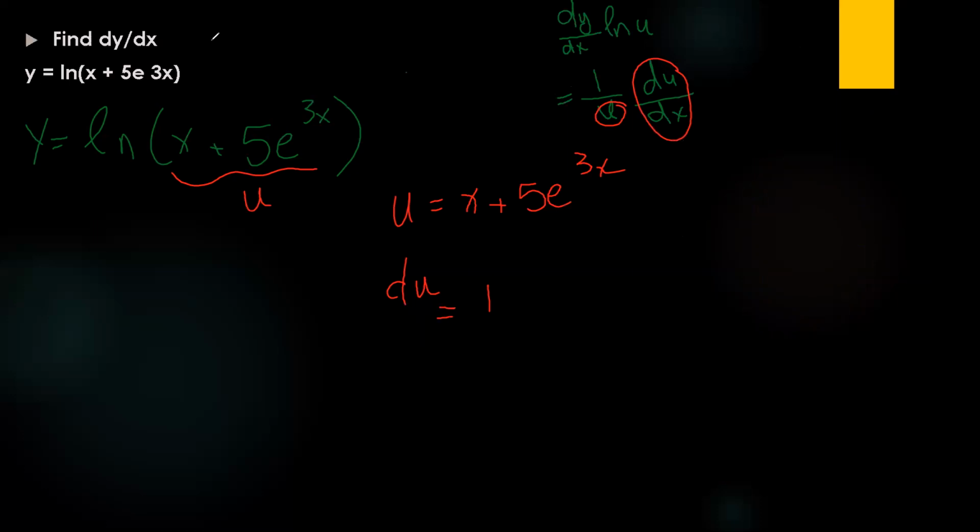So du will be 1 plus 5. Now, what did we find here? We found e. So we need to remember, what is the derivative of e to the power 3x? Let's remember that the derivative of e to the power u is e to the power u times du over dx. So here we have it as 5e to the power 3x times the derivative of 3x, which is 3.